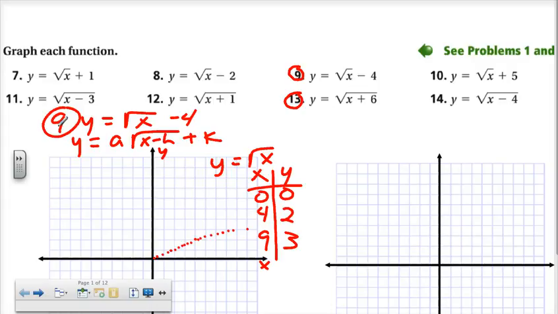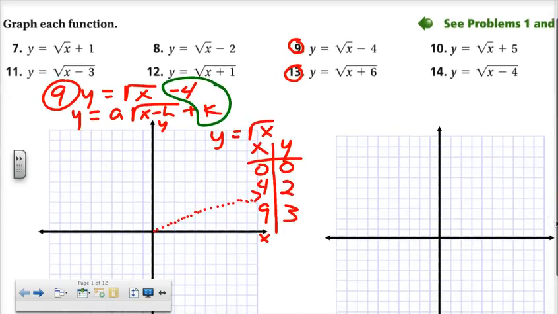Alright, so there is my square root curve. And now, that k of negative 4 means that I need to move that entire graph 4 units down. So what I'll do is I'll just take those nice 3 points that I graphed originally and move those 4 units down. That one will be a solid graph right there. So the green one, the solid, is my actual graph. Again, the first one, the dashed one, is just for shape. I want to see what that's going to look like.